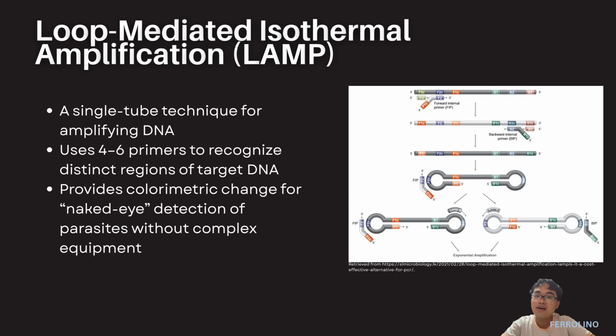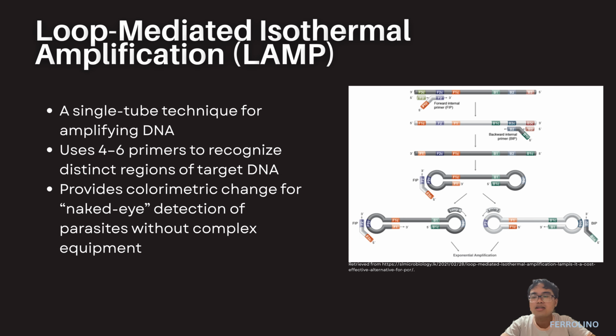The inner primers FIP and BIP initiate the process, while the outer primers F3 and B3 facilitate strand displacement. This results in the formation of a dumbbell DNA structure. These structures contain multiple loops that serve as starting points for subsequent rounds of amplification, leading to the exponential accumulation of DNA, often reaching 10 to the power of 9, or billions of copies, in less than an hour. The final product consists of stem-loop DNAs with several inverted repeats of the target, appearing as a cauliflower structure.